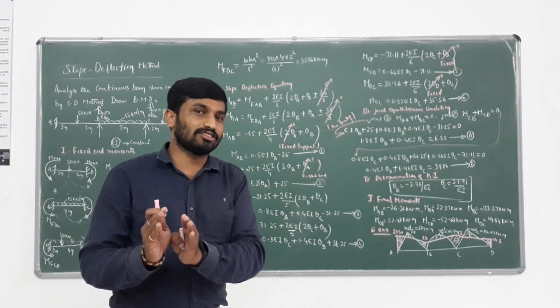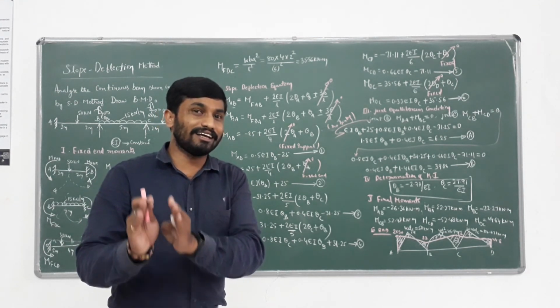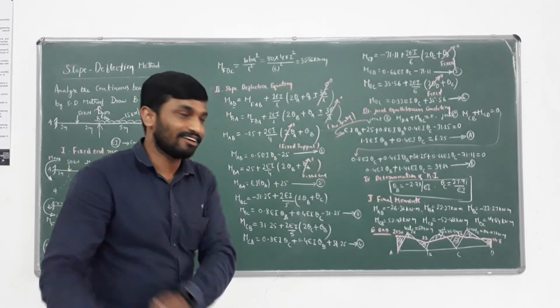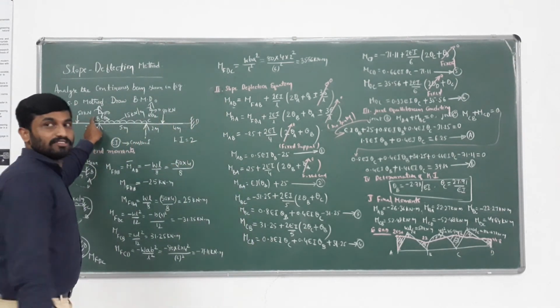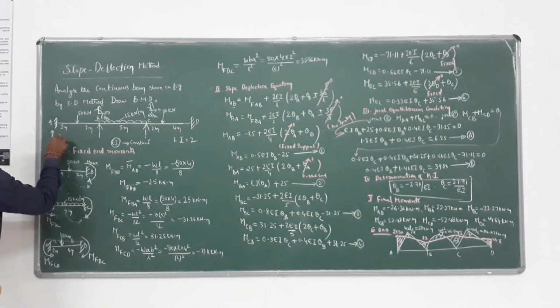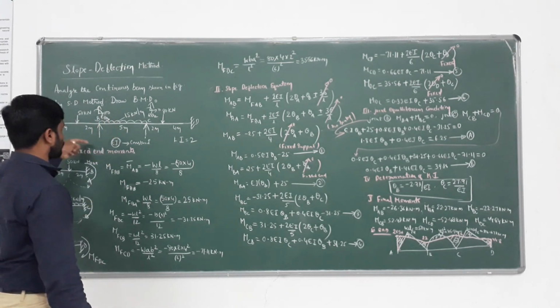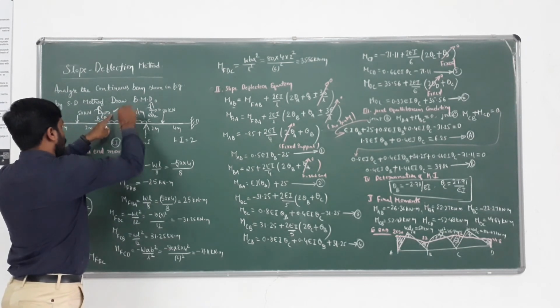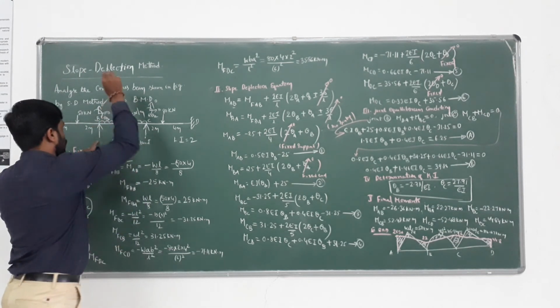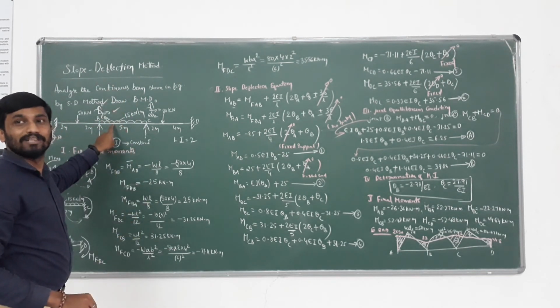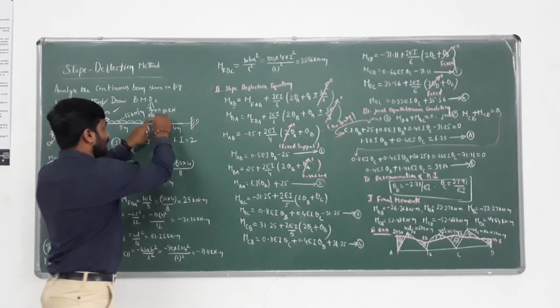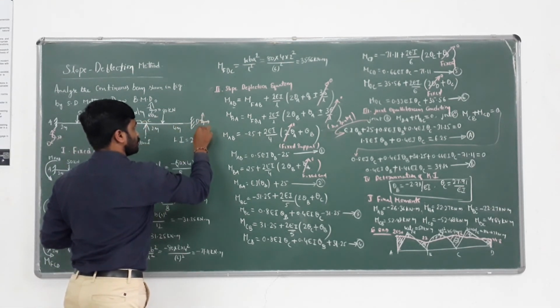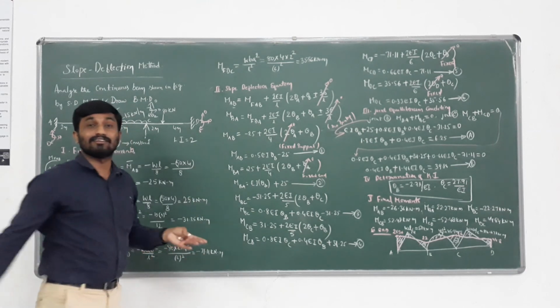The very first step is identifying kinematic indeterminates. Here there are only two kinematic indeterminates. Because this is fixity, there is no translation, there is no rotation. Here, because of this, translation is 0. Because of this reaction, this will become 0. The possible one is only theta B. Similarly, here only theta C. Here, because of fixity, there is no translation, there is no rotation.